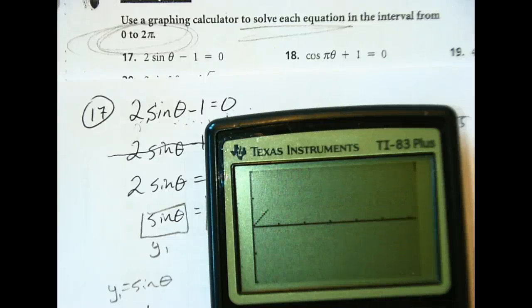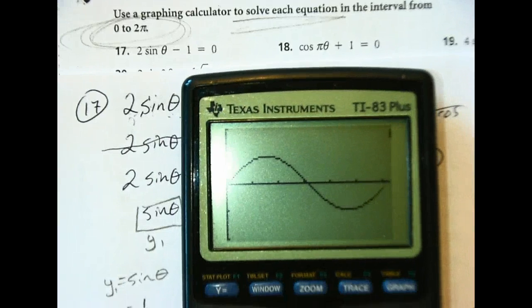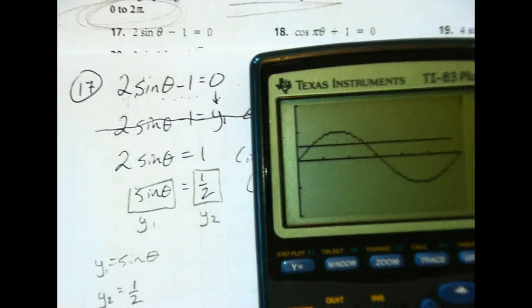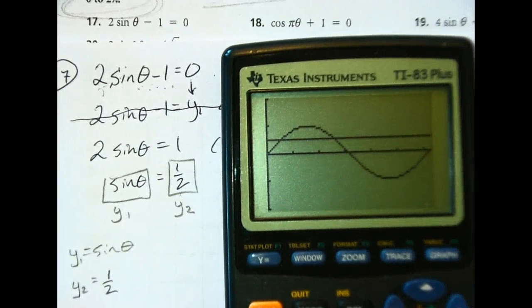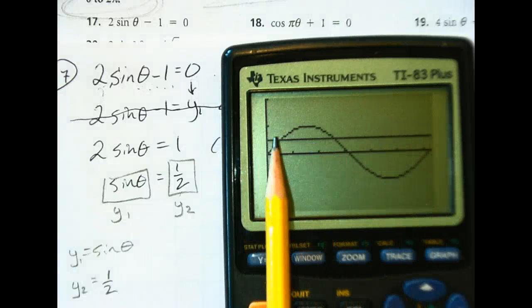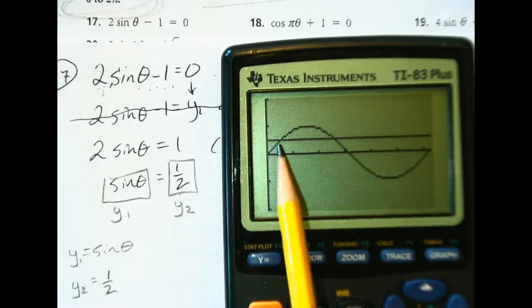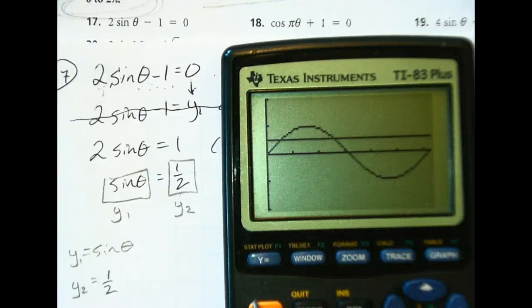I get that looking thing. Then there'll be another little piece that goes through. See that? What is this? Y equals 1/2. Well done. Y equals 1/2. And how many solutions are there? 2. There's this one and this one. So we're going to calculate those. So we go to second, trace, or calculate. What are we calculating?